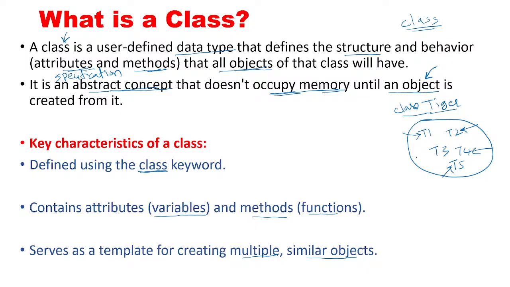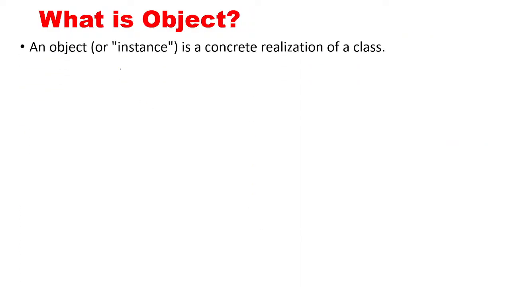Yes or no? Okay, and they will have attributes like their color or number of legs, or you can define some more variables for that. Okay, so that is what it serves for: creating multiple similar objects. Then what is an object? An object is also called an instance. Okay, so it is an instance and is a concrete realization of a class.